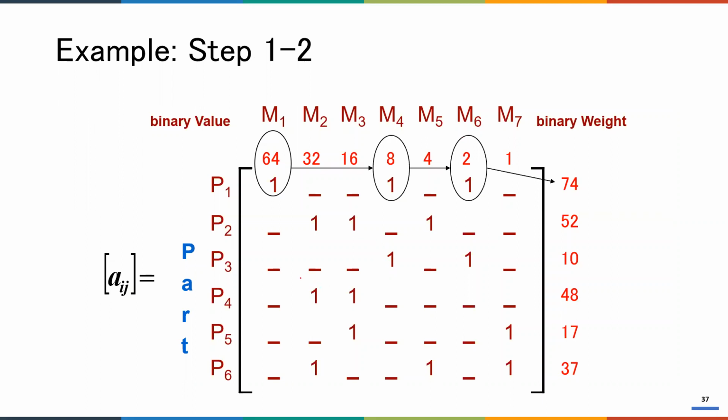We start from this so-called indicator matrix. We have 6 parts, which means n equals 6, and then we have 7 types of machine, which means m equals 7. Then we need to calculate the binary weight for each column J. So this is J, which is machine, and this is I.